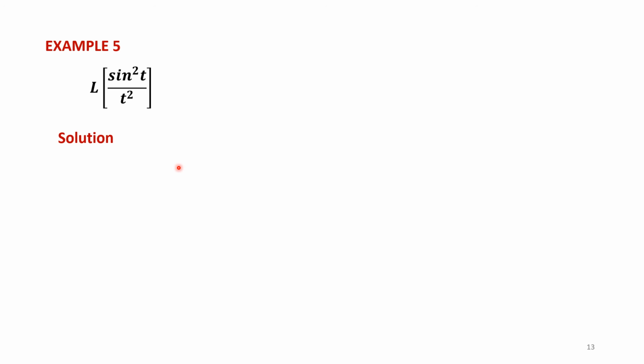Just like we had multiplication by t raised to n, where we differentiate the function f of s n times, so here also, when it is divided by t square, the L of the numerator is to be integrated 2 times. So first we will calculate the first integral. To calculate sine square t by t, first we have to calculate the L of the numerator.